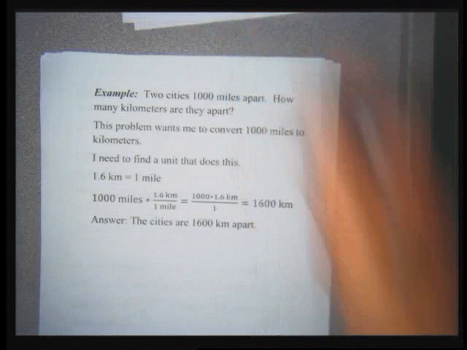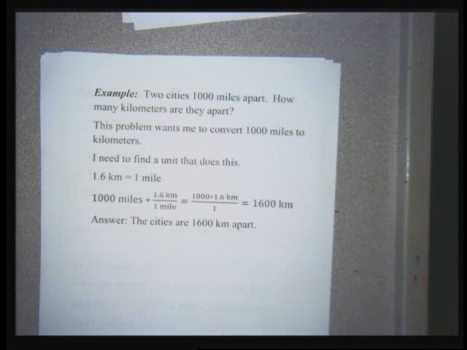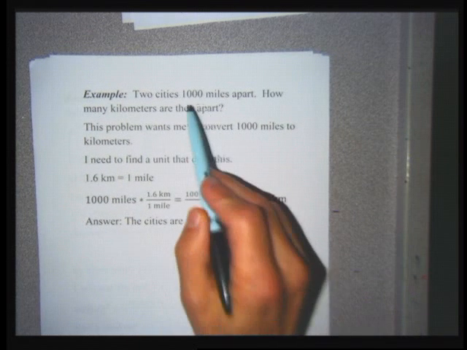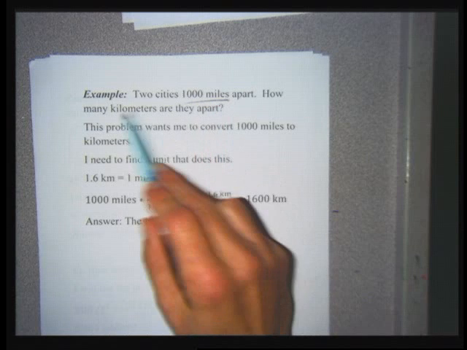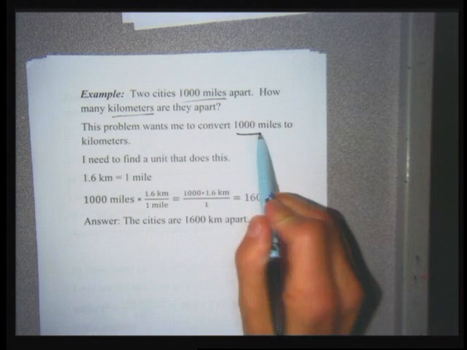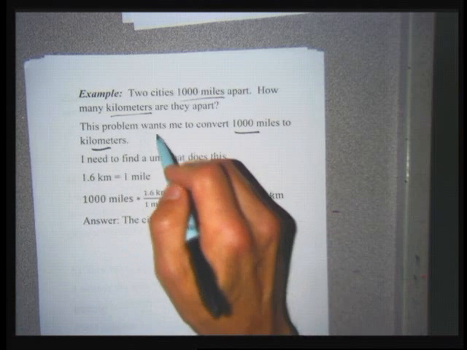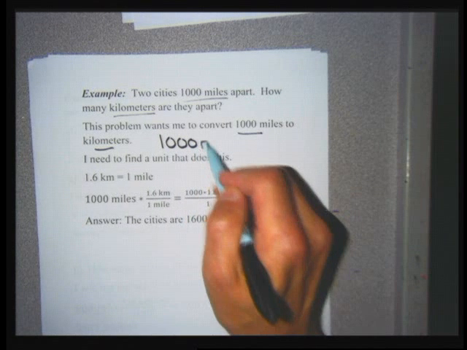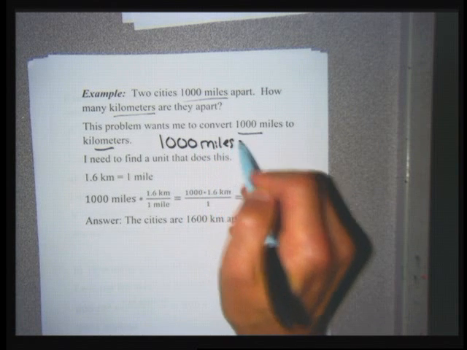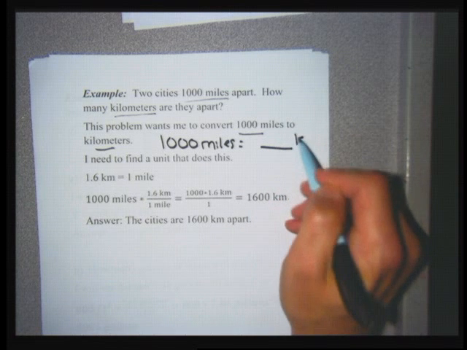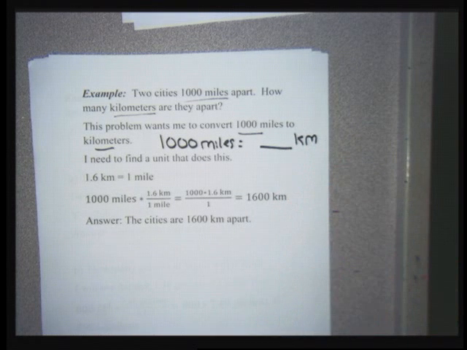All right. Now we're into the word problems. For the most part, the word problems they're just converting, but they just look longer. So this example, 2 cities are 1,000 miles apart. How many kilometers are they apart? This wants me to convert from 1,000 miles to kilometers. So this, as a beginning problem, would have just looked something like this. It would have started off saying 1,000 miles equals something in kilometers. And that's how it would have been written if it wasn't a word problem.